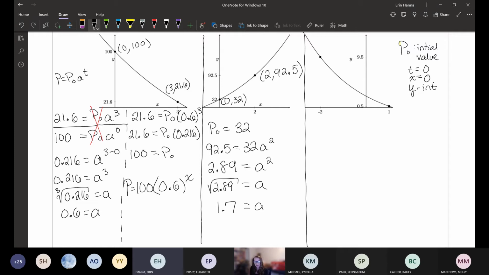So since we have A and we don't need to solve for P naught this time because we're just given P naught, let me box these answers so it's easy to see where they are. So our final equation would be 32 times 1.7 to the x, because again, this question is given in terms of x. Questions, concerns about how I found that? Okay.